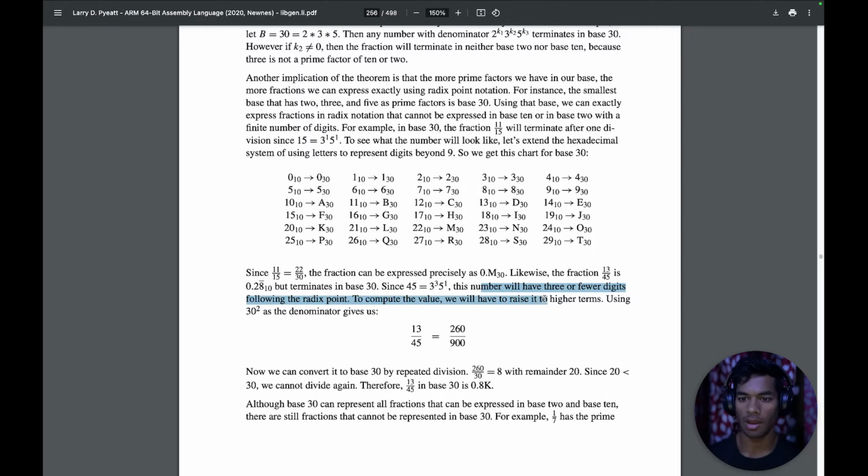To compute the value, we will have to raise it to higher terms using 30 squared as the denominator given to us. This is equal to this. This is equal to this. And now we convert it to base 30 by repeated division. That is, divide by repeated division. This equals 8 with the remainder 20.